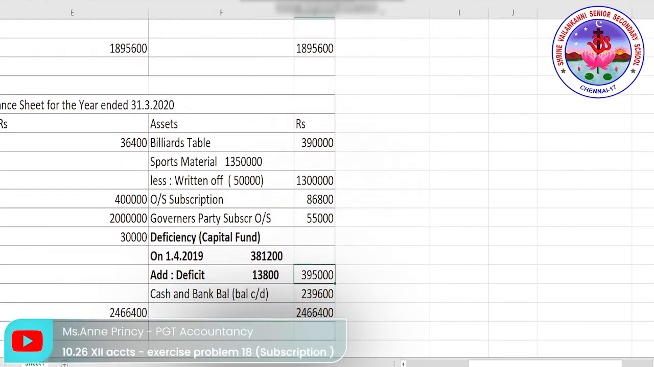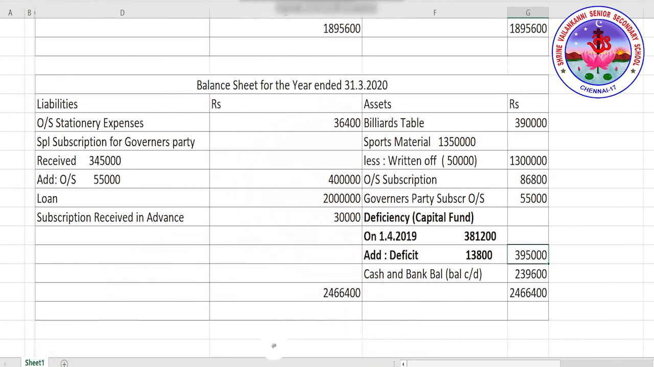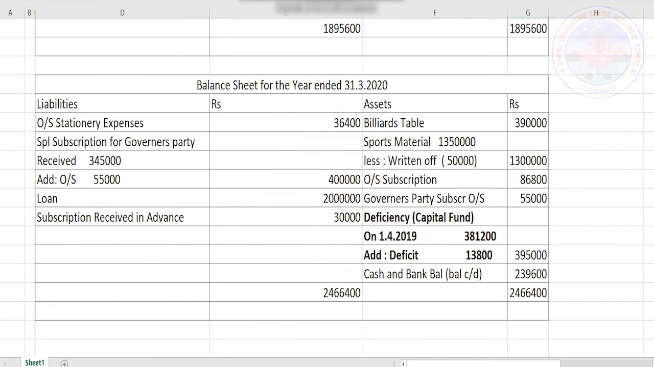So I guess this problem is clear, and we'll be doing one more problem for you to have clarity on how to do a full-fledged problem in the next class. Thank you, class.